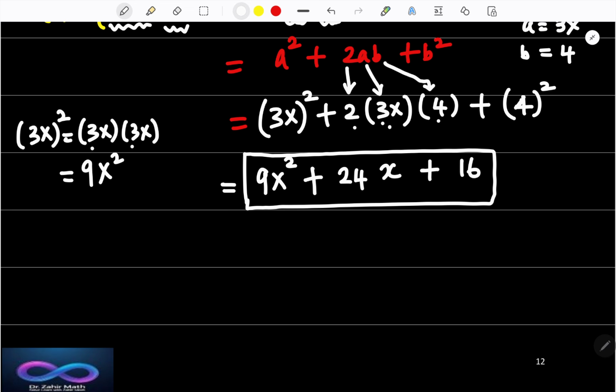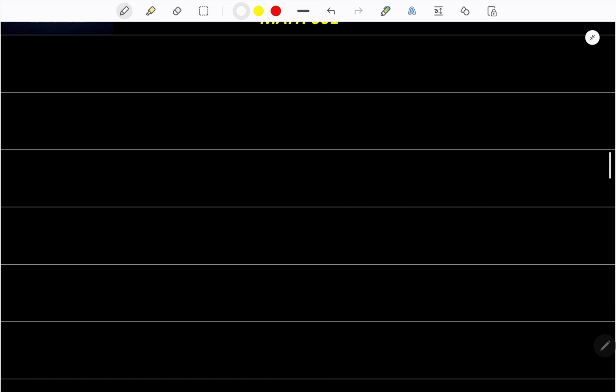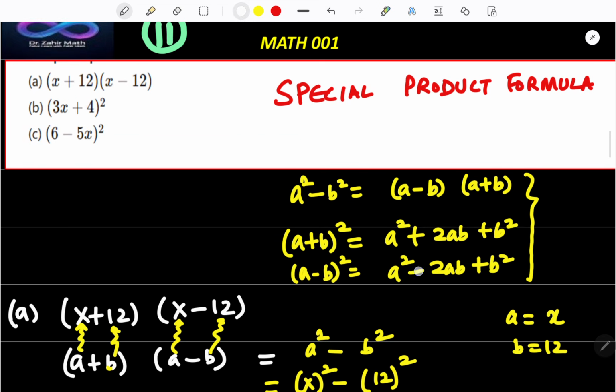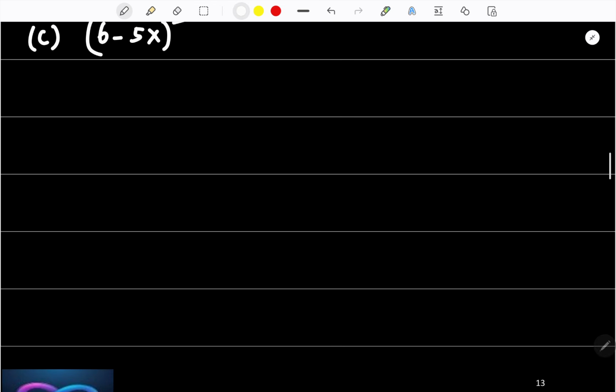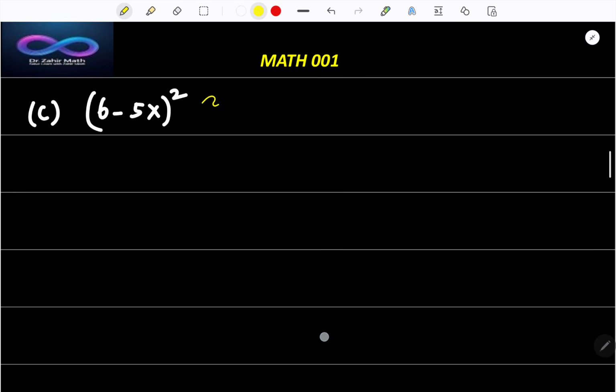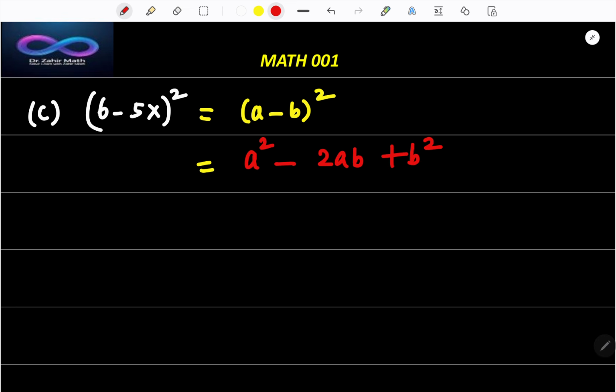Very, very easy. Let's go to the C question. C question is 6 minus 5x the whole square. Yes, 6 minus 5x the whole square. So this is of the model a minus b the whole power 2. What is a minus b whole power 2? A square minus 2ab plus b square. Clear? Keep in your mind.